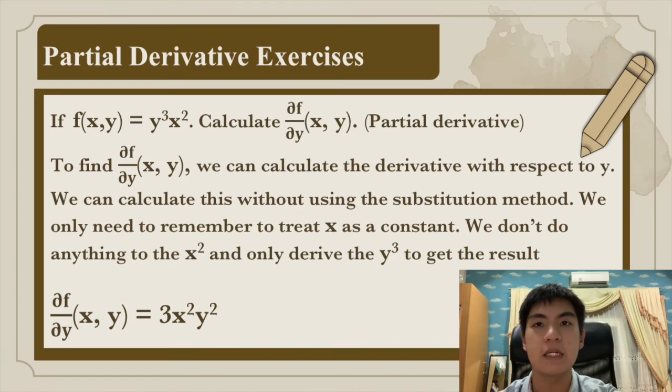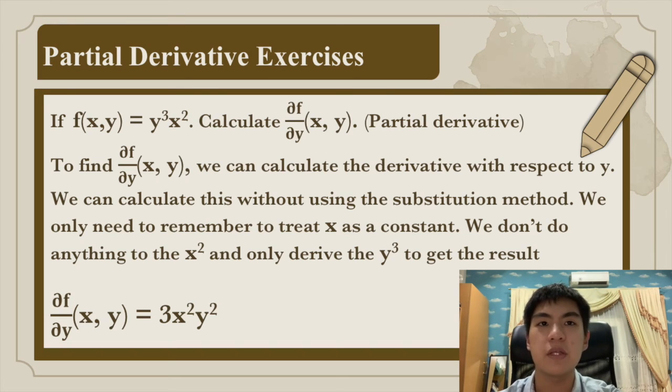The second question is, if the function f of x and y equals y to the power of 3 times x to the power of 2, calculate ∂f/∂y of x and y. To find ∂f/∂y, we can calculate the derivative with respect to y. We can calculate this without using the substitution method. We only need to remember to treat x as a constant.